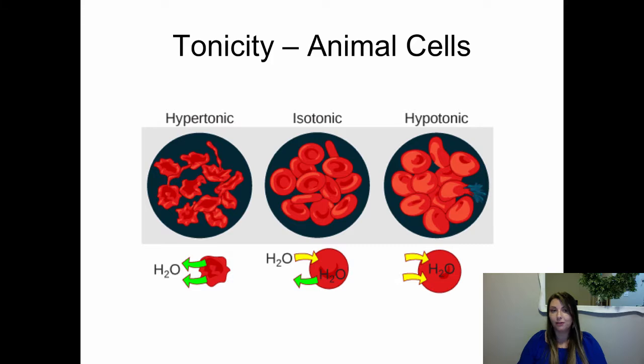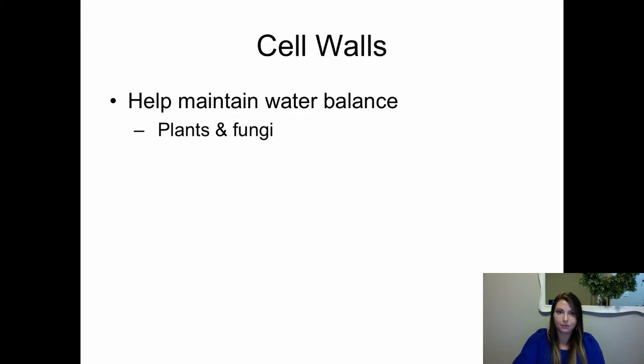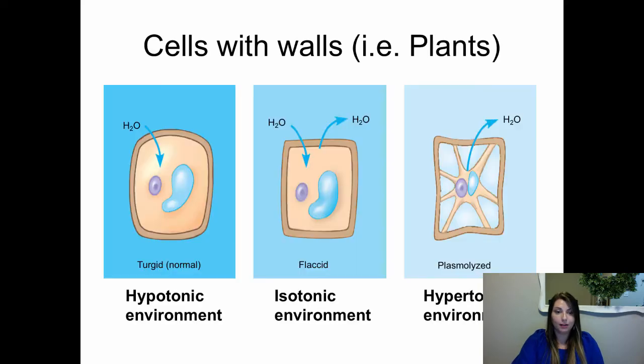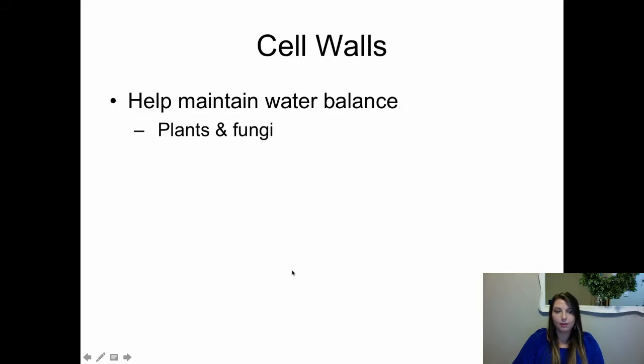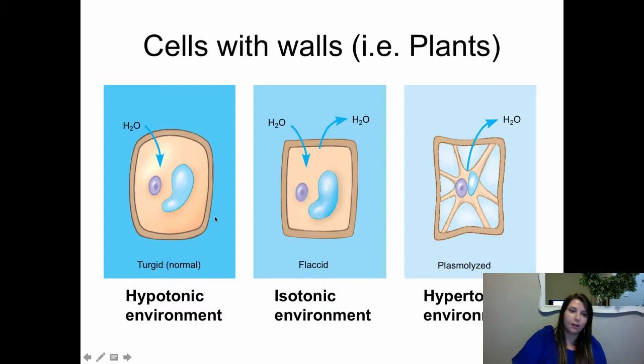Both of these are incredibly painful, which is why we want to be here at this isotonic solution where everything is at equilibrium. So cell walls can help maintain water balance in plants and fungi. So we have plant cells in the three different types of tonicities. So this plant cell has a greater concentration of solute inside the cell. So water is going to rush into that cell.